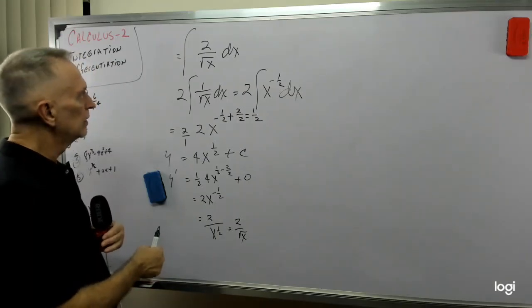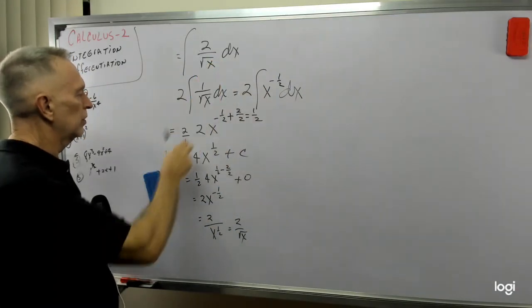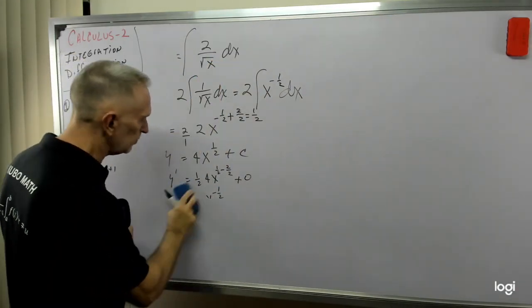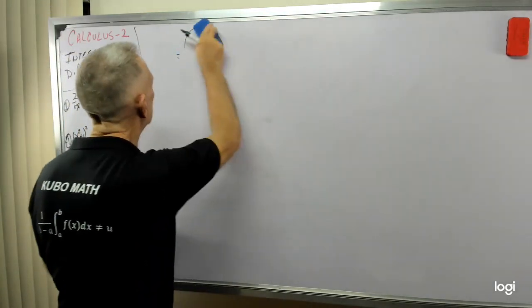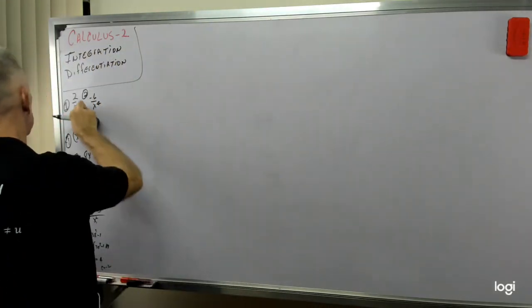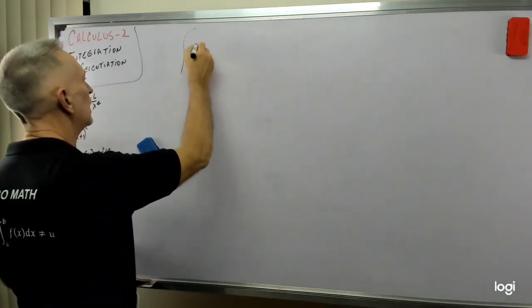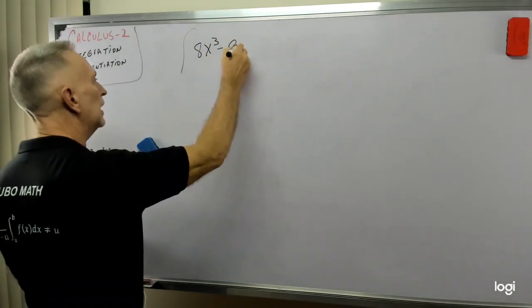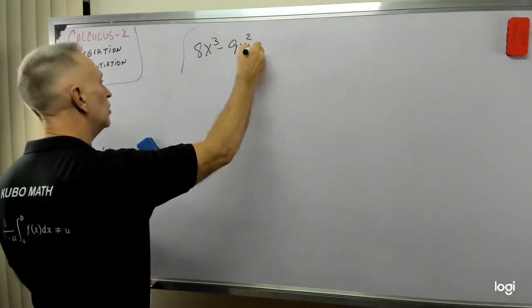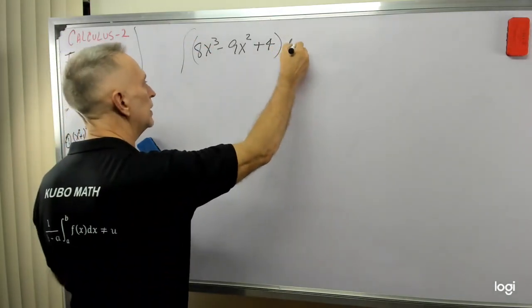Okay? So we took the integral, then the derivative to confirm the results. Well, we're 2 for 2. All right. Let's take, what about this guy? 8x cubed minus 9x squared plus 4. We're going to integrate that dx.